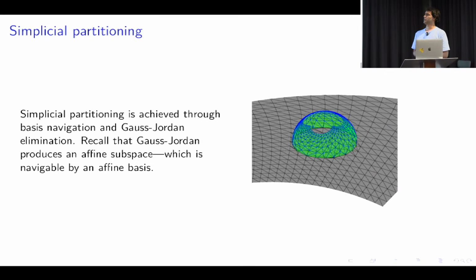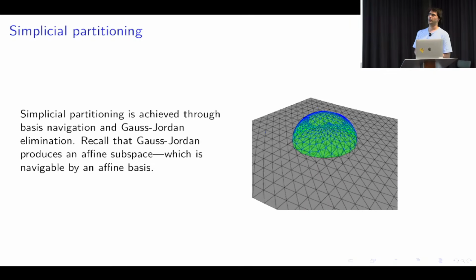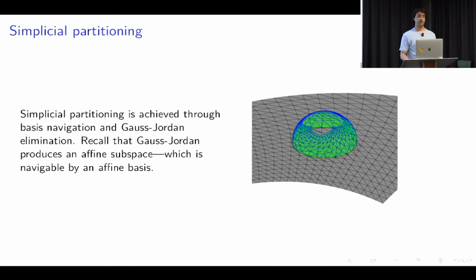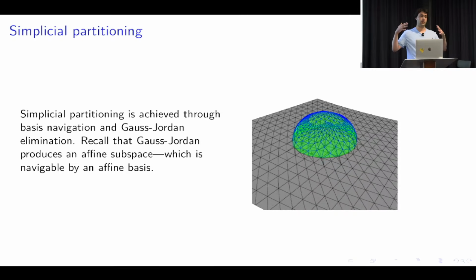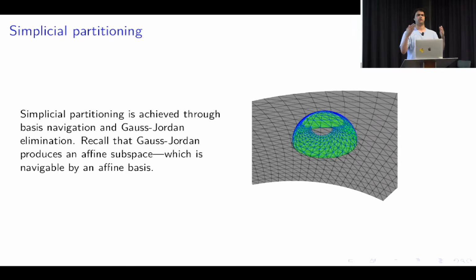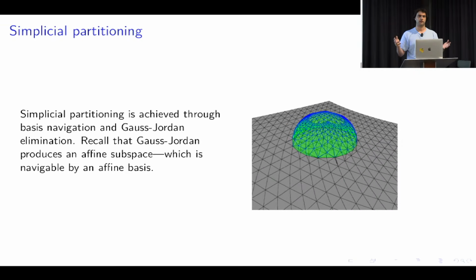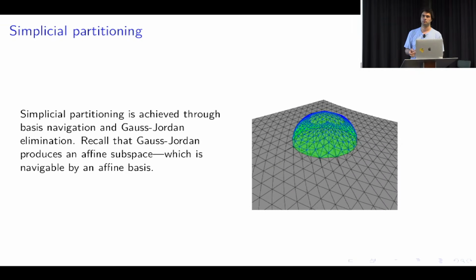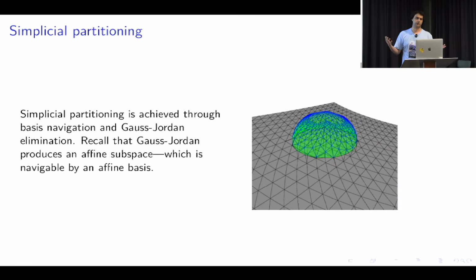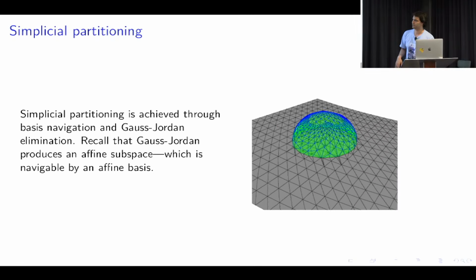Simplicial partitioning is achieved through basis navigation and Gauss-Jordan elimination. Gauss-Jordan elimination will take two bases and produce a subspace basis for them if it exists. Otherwise, it'll produce a result that is recognizable to the computer as it does not exist. It might have free variables, or I forget the specifics.